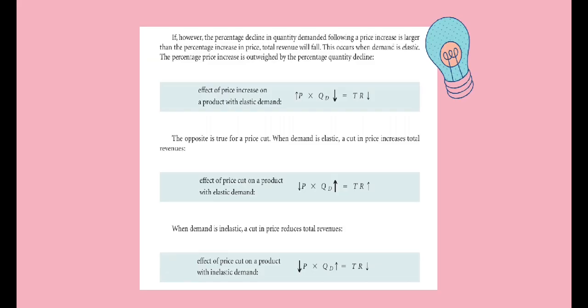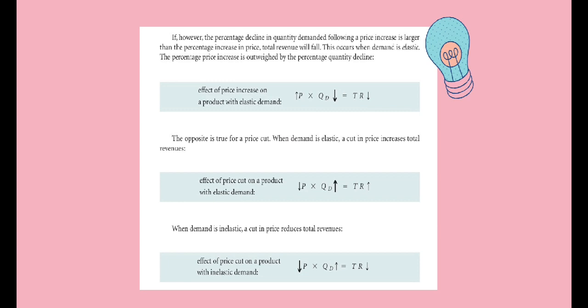If, however, the percentage decline in quantity demanded following a price increase is larger than the percentage increase in price, total revenue will fall. This occurs when demand is elastic. The percentage price increase is outweighed by the percentage quantity decline. Effect of a price increase on a product with elastic demand: P rises times Q decreases, TR also decreases.